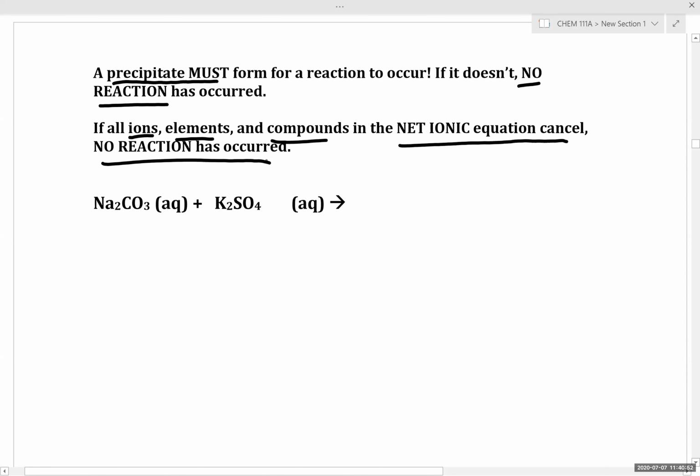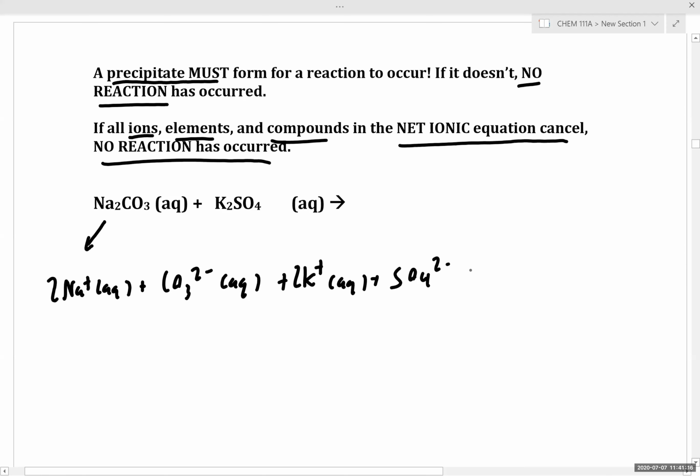So let's look at the following example where we mix sodium carbonate and potassium sulfate. Not everything is going to react. So sodium carbonate breaks down into 2 sodium plus aqueous and carbonate, which is CO3 2 minus aqueous. Potassium sulfate breaks down to 2 potassium plus aqueous and SO4 minus aqueous.